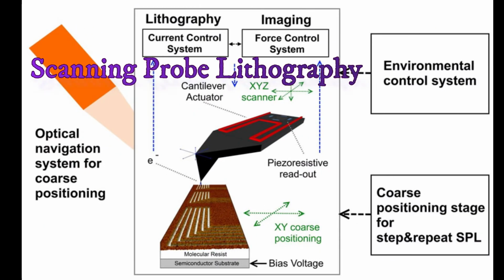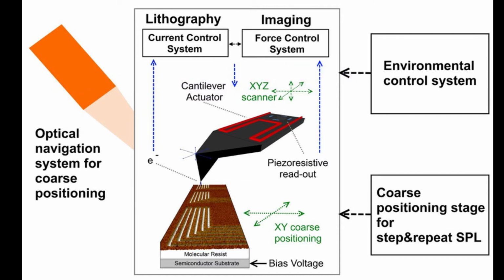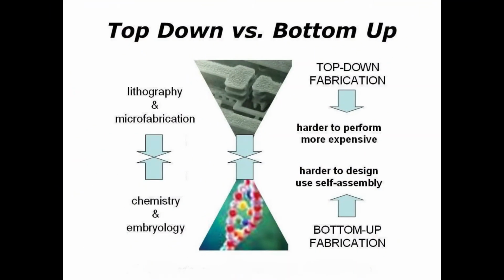Scanning probe lithography. The smallest imaginable tip-like structures on the atomic scale are used to produce images. This method is optimum for the production of high-resolution nanostructures with very complex geometric patterns.